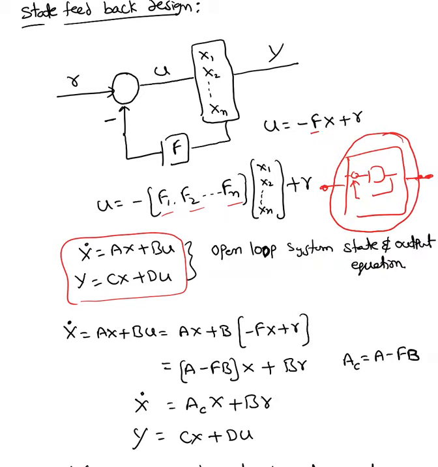Since I'm designing the feedback to that system, x dot equal to ax plus bu, now I just have u equal to minus fx plus r. So ax plus b times minus fx plus r. From that I came up with a new A matrix. That new A matrix equal to A minus BF.